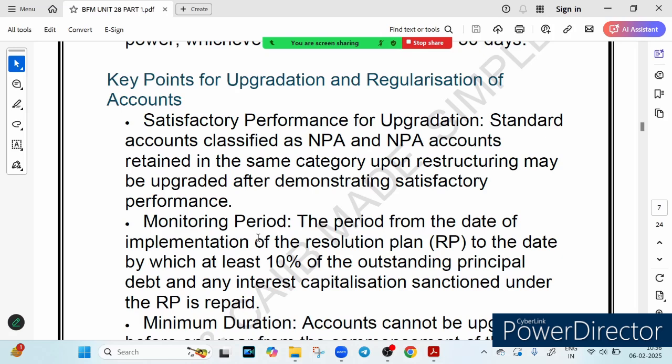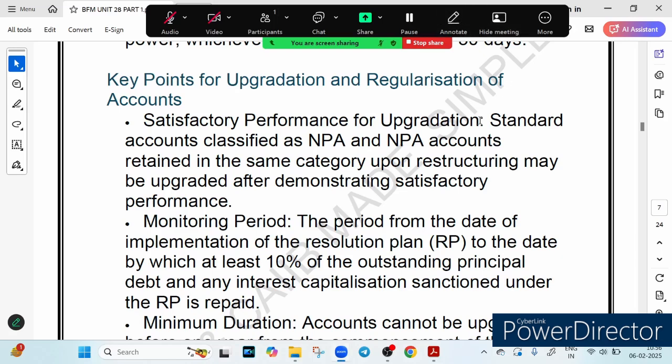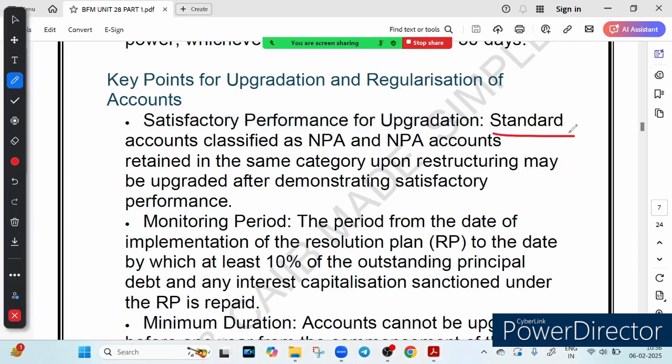So what is satisfactory performance? First of all, let's talk about a standard account. A standard account that was downgraded to NPA, or a loan that was restructured, will be considered for upgradation after it shows positive behavior. So here is the key point: after they show positive behavior in repaying dues. In simple words, we can say that the account must prove that it is stable and not a temporary success.